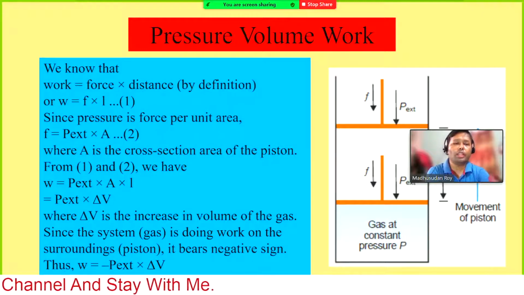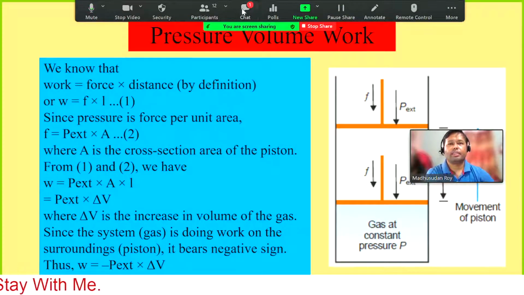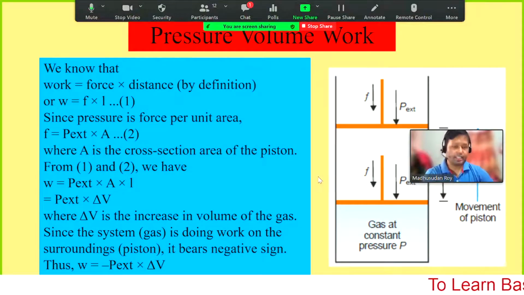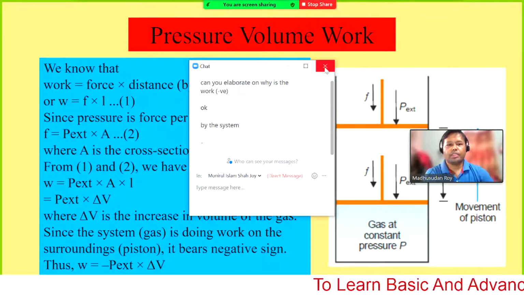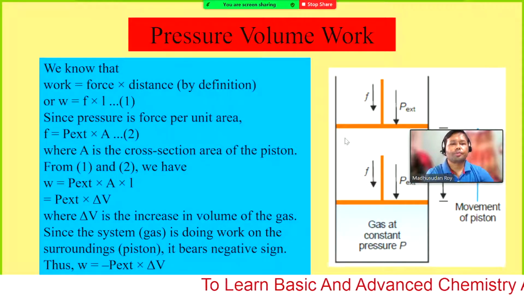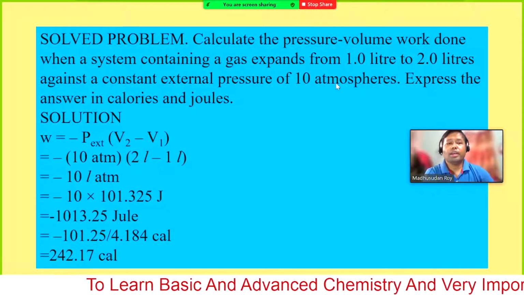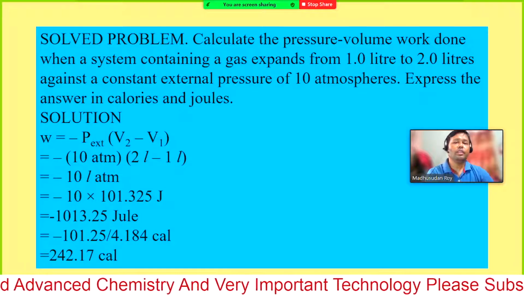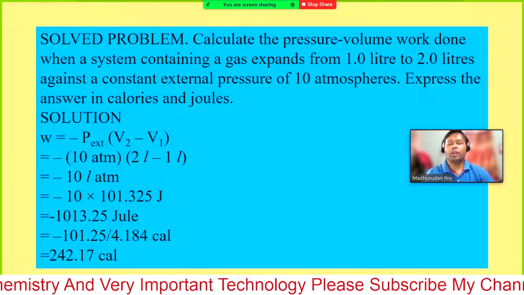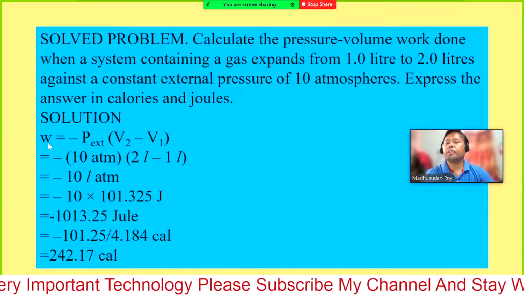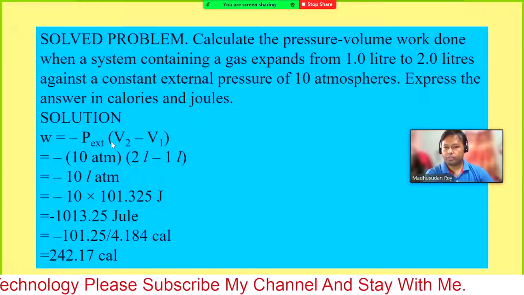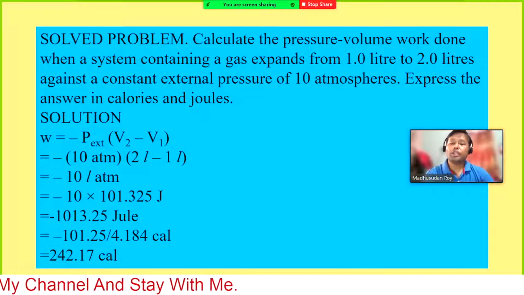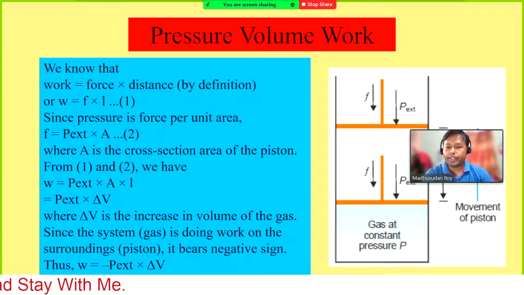Will the work be positive or negative? Negative. Okay, yes. So the work is done by the system. So here we can say that our volume is increasing, therefore the work is done by the system, therefore the sign of the work will be negative. So our formula is W equals minus P multiplied by V2 minus V1, delta V.